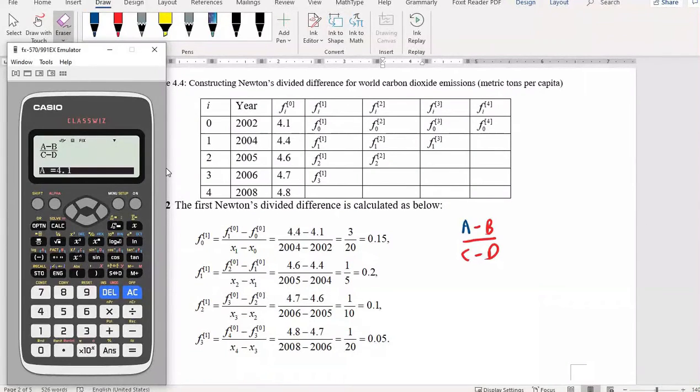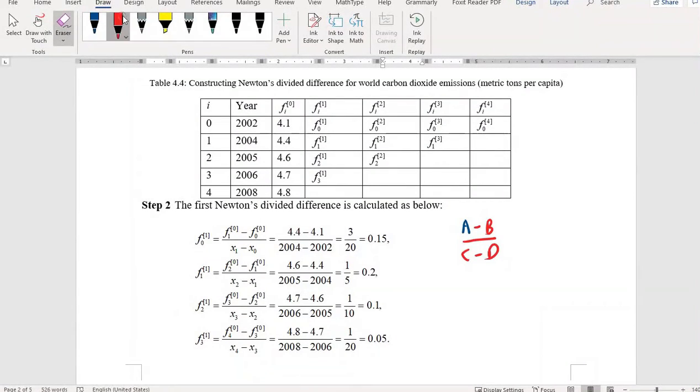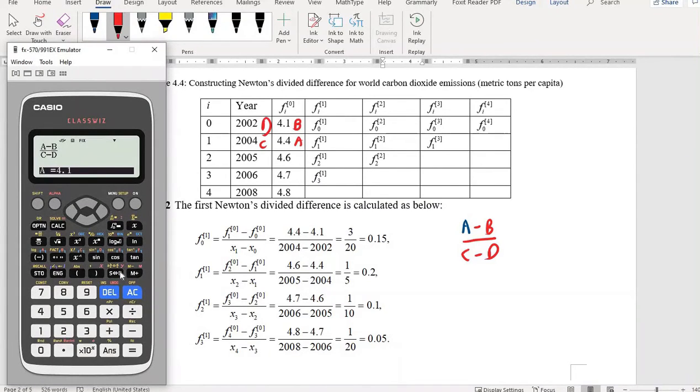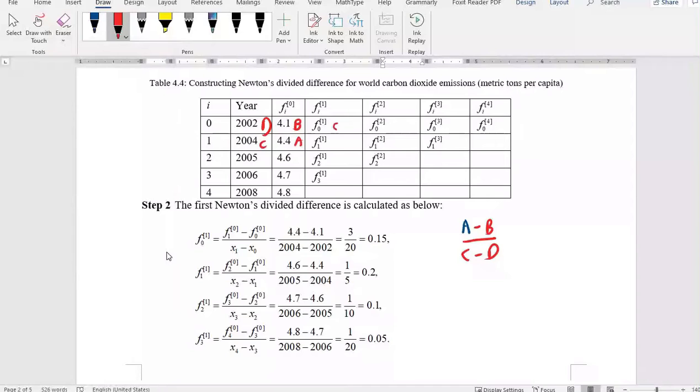Okay, my A should be the bottom value. How's the formula? A minus B. This is the A, B, C, D value. So A is 4.4, B is 4.1, C is 2004, D is 2002. So you get 3 over 20, convert to floating point. So here you put down 0.15.